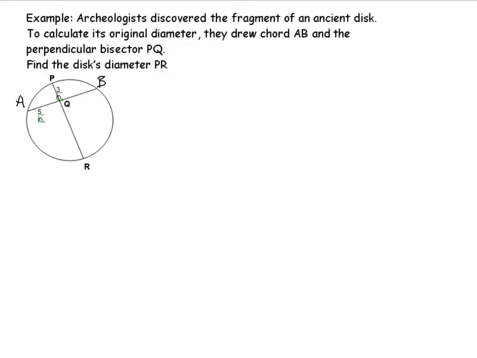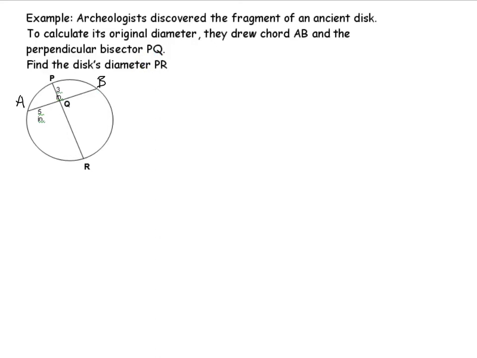Alright, so using our chord product theorem, we have an example with archaeologists, and they've discovered a fragment of an ancient disk. What we're going to do is calculate the original diameter of this disk from P to R. They ended up drawing a chord AB, and they made it so that it was a perpendicular bisector of PQ.